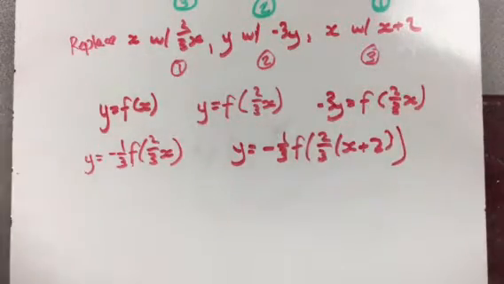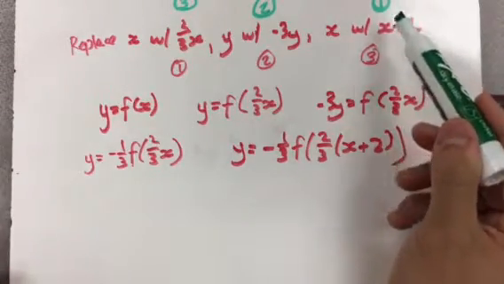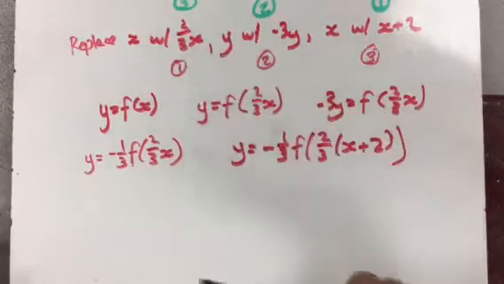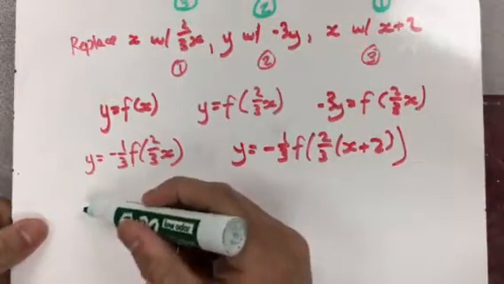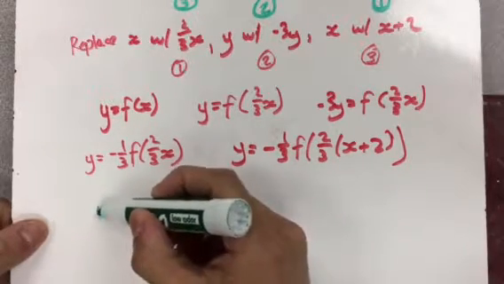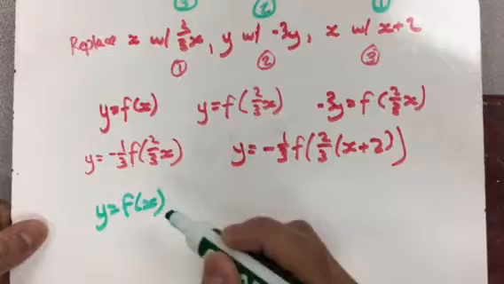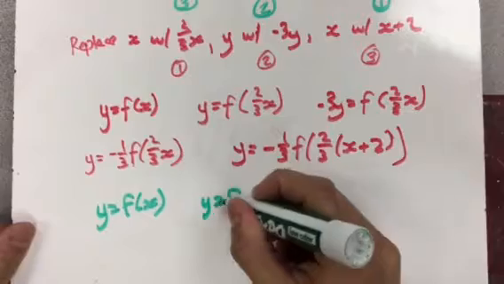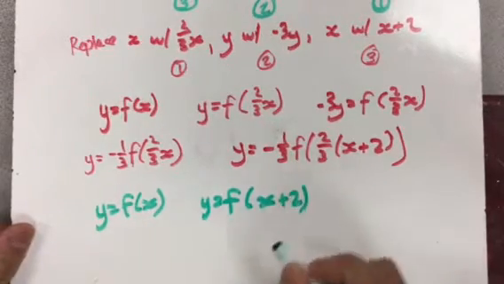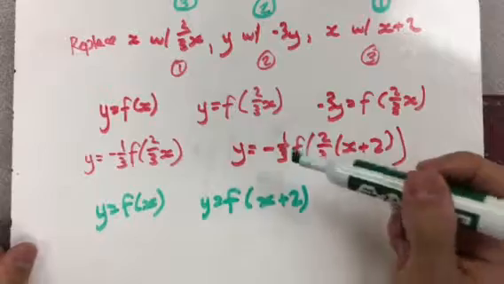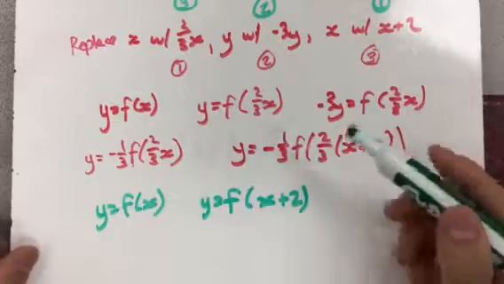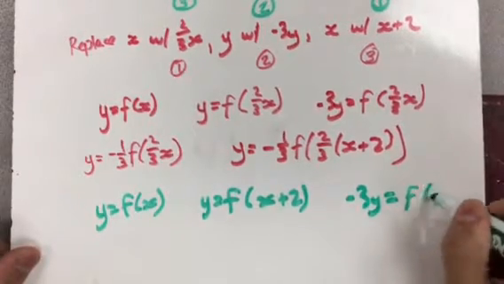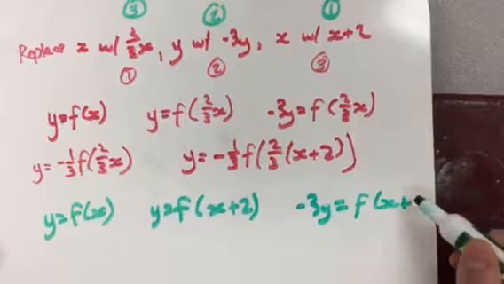Now I'm going to do it the opposite way, starting out with my horizontal translation, then my vertical stretch and reflection, and then my horizontal stretch. So let's see what we end up with, and I'm going to do that in green here. So y is equal to f of x. That's where we're starting. I'm going to start with my horizontal translation. So y is equal to f of x plus 2. Now I'm going to do my vertical stretch. So negative 3y is equal to f of x plus 2.